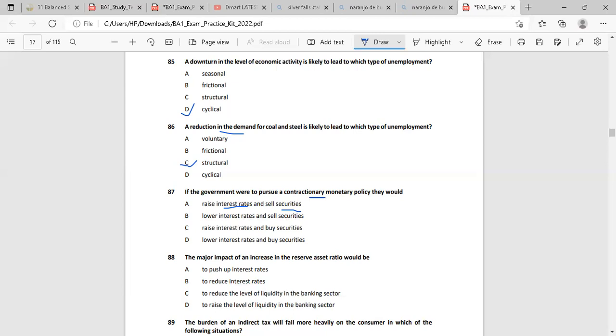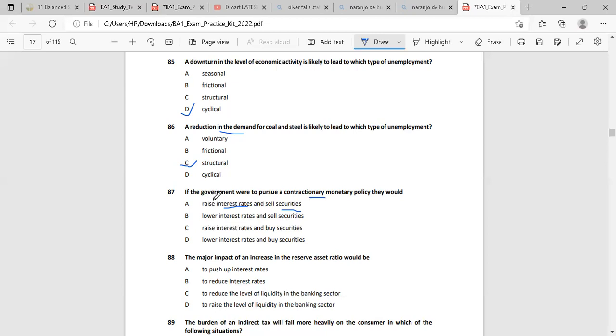When they sell securities, people buy securities. When people buy securities, the money flow will move to the government. So less money will be available in the economy. Contractionary monetary policy is to curb the flow of money into the economy. One thing is to discourage productive activity. More activity, more production, more consumption, more income, more consumption. Now that's a cycle. But now they don't want so much activity to happen.